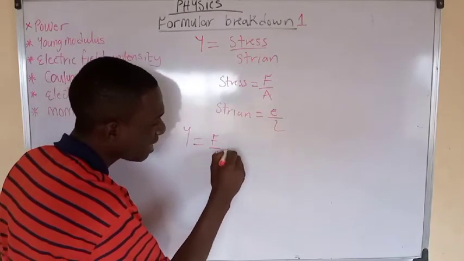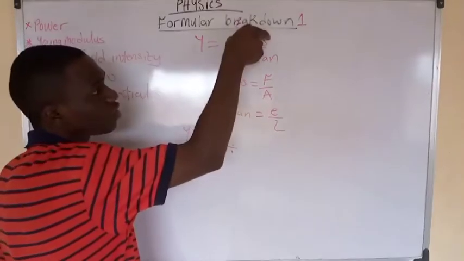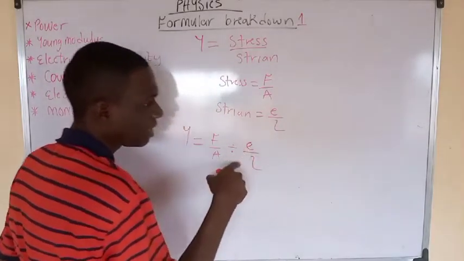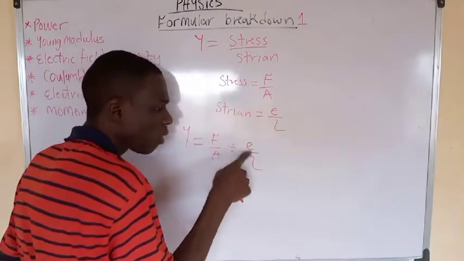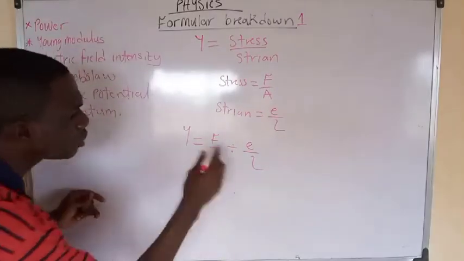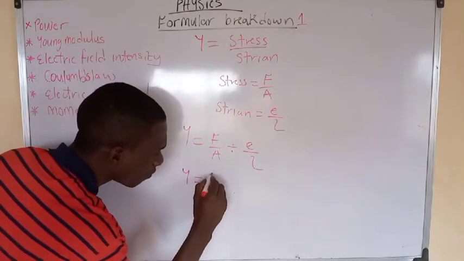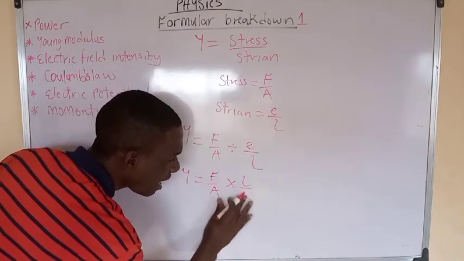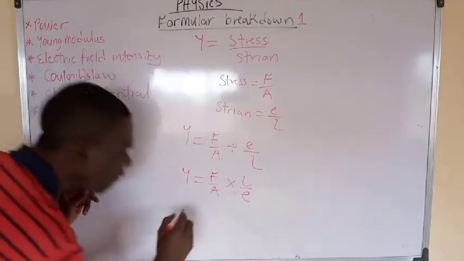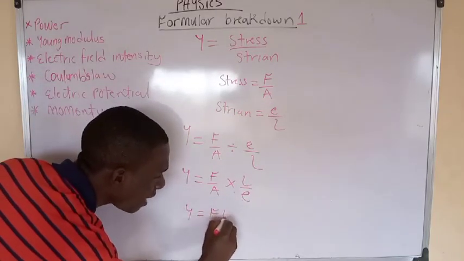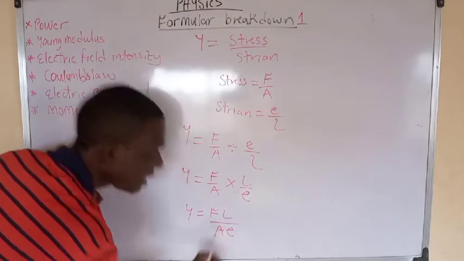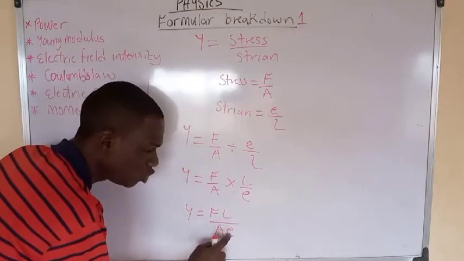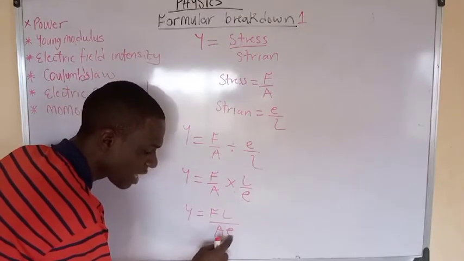Alright? Therefore, if I put this thing out for stress, my Young modulus Y becomes what? Force over area divided by, because this is the stress, force over area divided by what? The extension, which is what? E over what? L. Divided by the strain, which is what? Extension over what? L. Now, if I introduce a multiplication inverse, my Young modulus becomes what? F over A times what? L over what? E. Therefore, my Young modulus equals what? FL over what? AE. Alright?